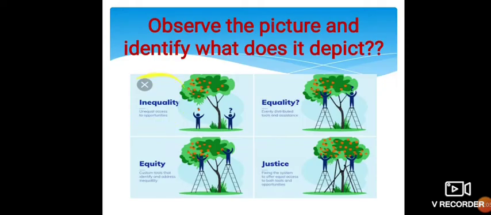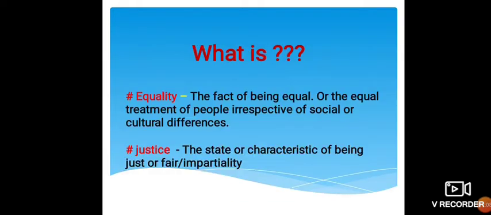Equality. So what is equality? The fact of being equal, or the equal treatment of people irrespective of social or cultural differences. Equality, in the simple meaning of the term, means treating everyone equally. And what is justice? Justice means the state or characteristic of being just or fair, impartiality, which means not being partial to an individual person. So that is justice. Today you will learn about the importance of equality and justice in a democracy.